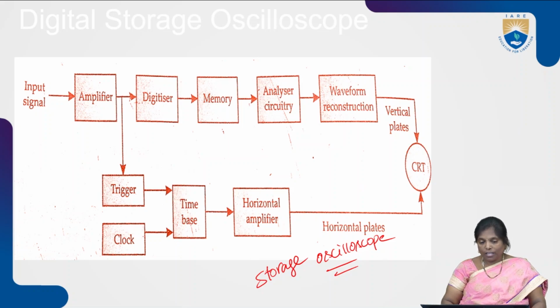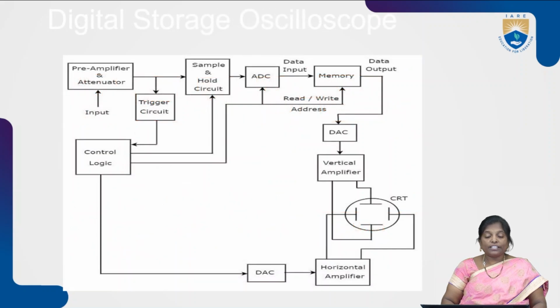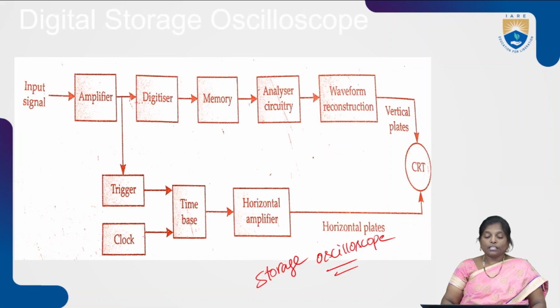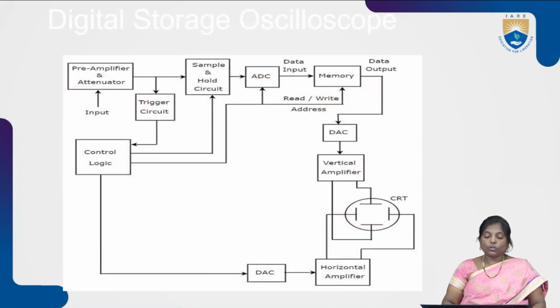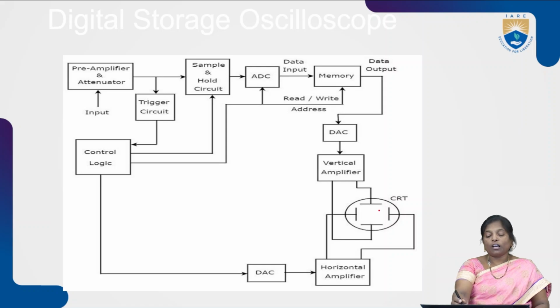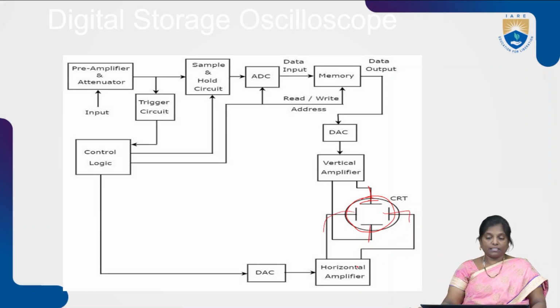The same storage oscilloscope can also be redrawn like this. Both are the same. This is also a digital storage oscilloscope. Only the way of representation is different, but both diagrams show the digital storage oscilloscope. Similar to the normal oscilloscope, this digital storage oscilloscope also consists of one set of vertical and one set of horizontal deflection plates.